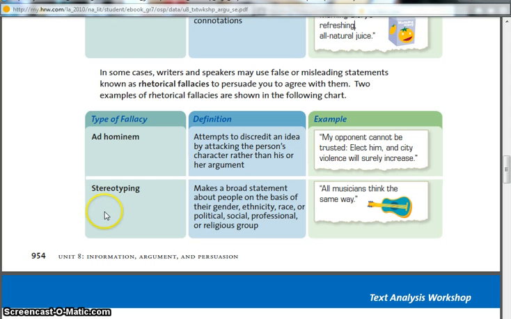Another type of fallacy is stereotyping. This makes a broad statement about people on the basis of their gender, ethnicity, race, or political, social, professional, or religious group. And it's not right to make stereotypes about people, but sometimes it's done, and that's a way to try to persuade you, or it gives you false or misleading information or statements. All musicians think the same way. Here's an example of stereotyping. Musicians are being stereotyped here, and it's saying that they all think in a particular way.